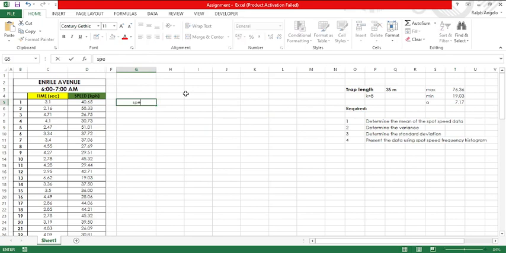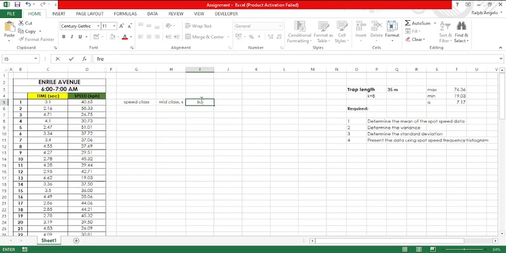The first one is the speed class. Second is the mid class, x. And of course, your frequency. Then the percentage frequency. And then cumulative frequency, fx, and your fx squared.